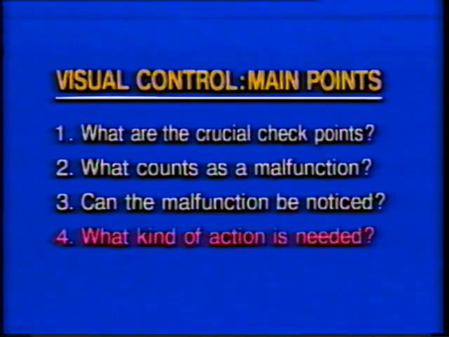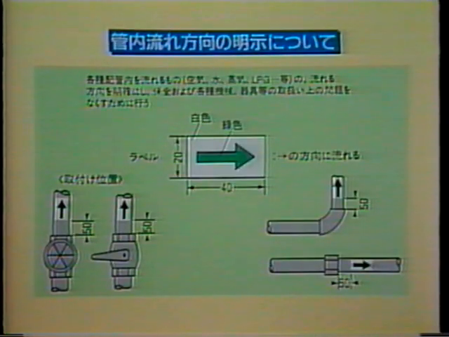4. What kind of action is needed? Everyone must know exactly what to do in emergencies and be aware of the importance of constant maintenance and the search for improvements. We can call these points visual control. It's no good if everybody has their own ideas about how to proceed with the 5S program. A manual like this is needed to standardize the whole control system.